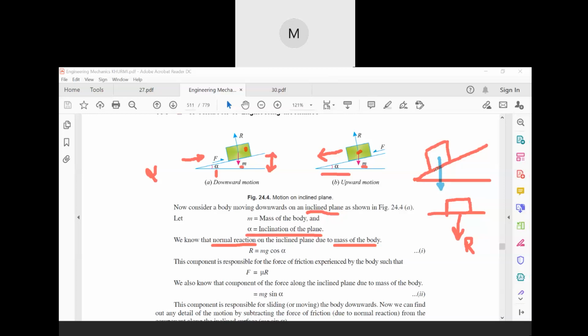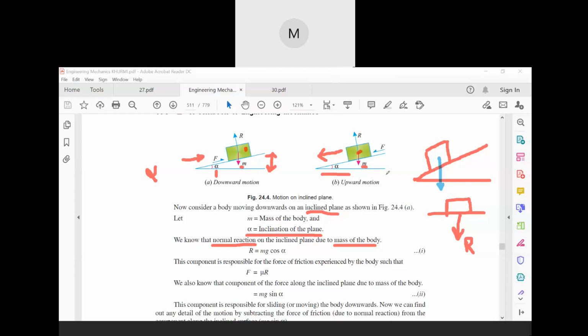Okay, and after that we have the force component, or maybe the frictional force component. Now in the frictional force component, if you see, the coefficient of friction is there, which is mu. And there is one expression R.